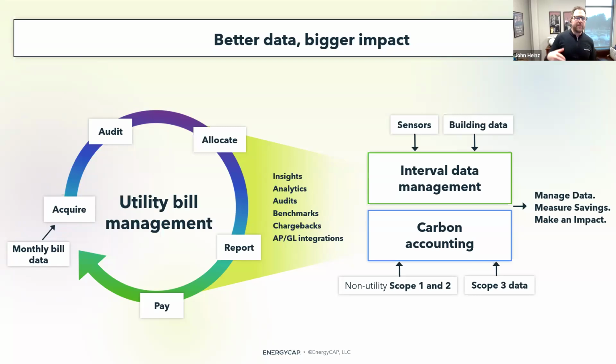So get bill data, acquire it, have the system automatically audit it. You can do allocations to customers, to GL codes, just to spaces. Then there's insights and analytics to allow you to dive into the data and spot problems and savings potential. You can also verify savings if you're implementing projects and do a whole bunch of other activities. But the foundation is software that's helping all of this: acquire, audit, and do analytics.